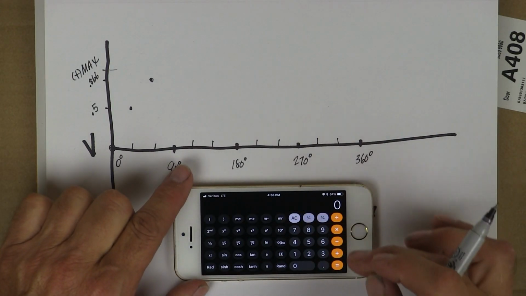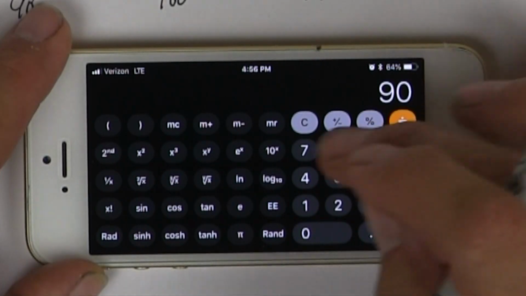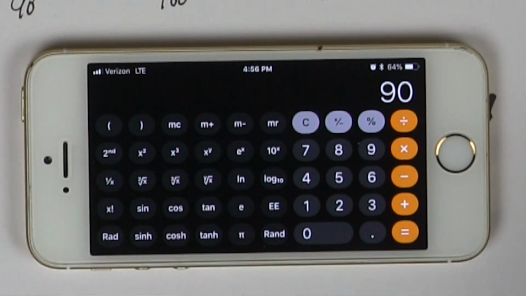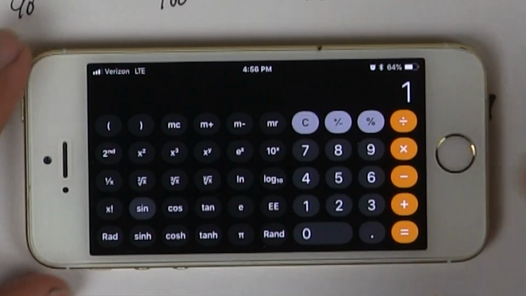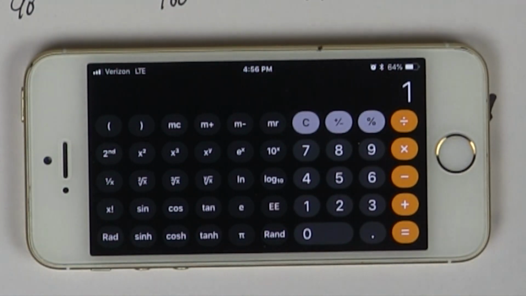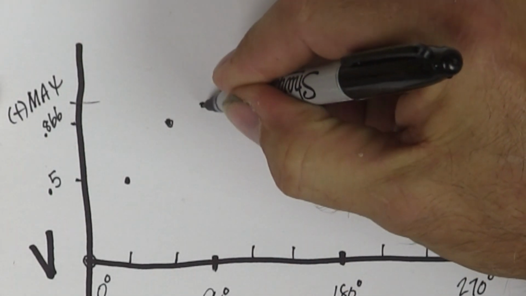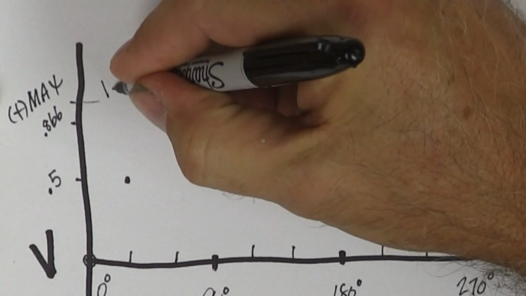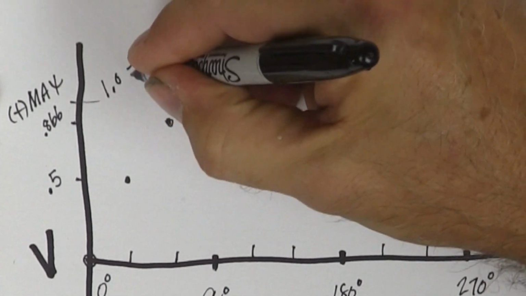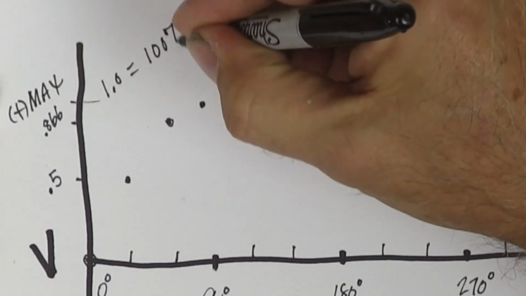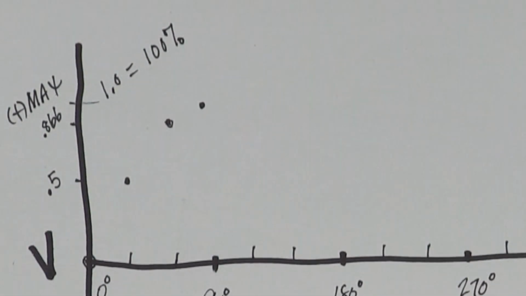Let's keep rolling. Generator's rolling along. 90 degrees. Sine, 1. Well, 1 is 100%. Well, there's maximum, there's 90 degrees, and there's maximum. 1.0 equals 100% maximum voltage being produced.